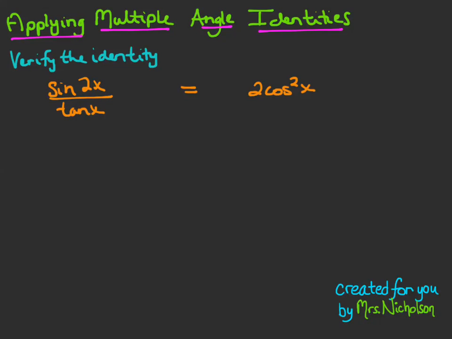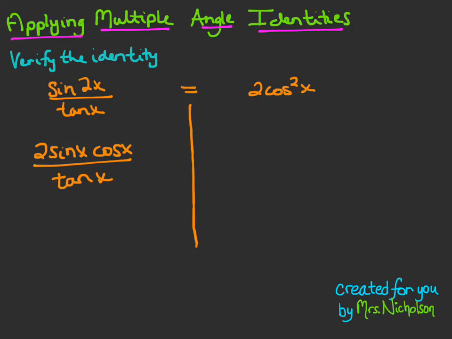And with identities, what I like to do is draw a wall under that equal sign to remind myself I can't move things from side to side. I'm just trying to show that both sides are equal. I'm going to start over here on the left side. I have sine 2x. And that 2x tells me I need to use a double angle identity. So I'm going to change sine 2x to be 2 sine x cosine x because that's my double angle identity.